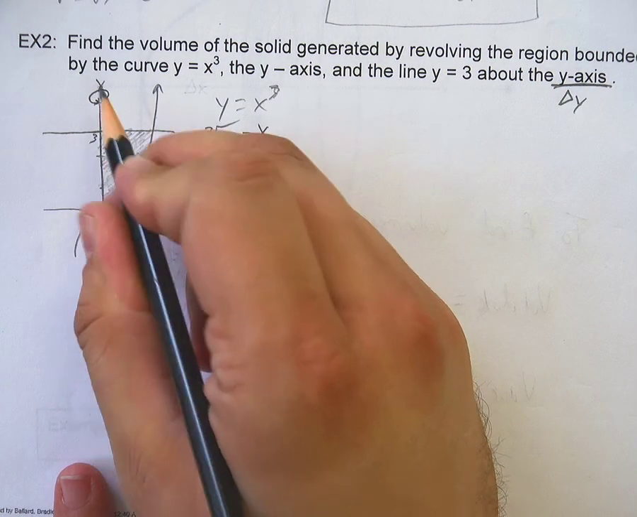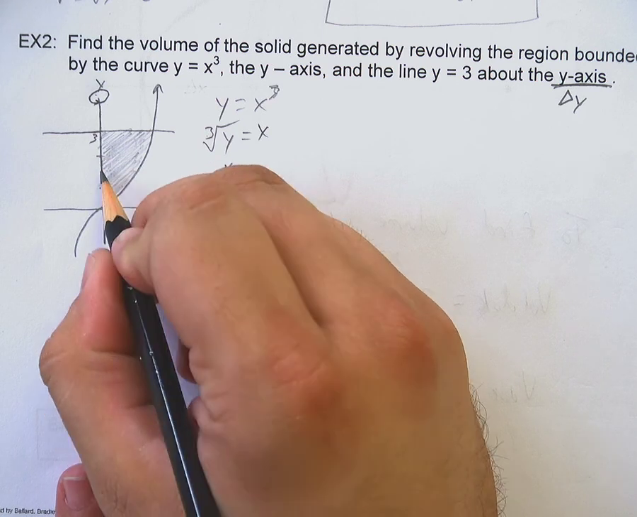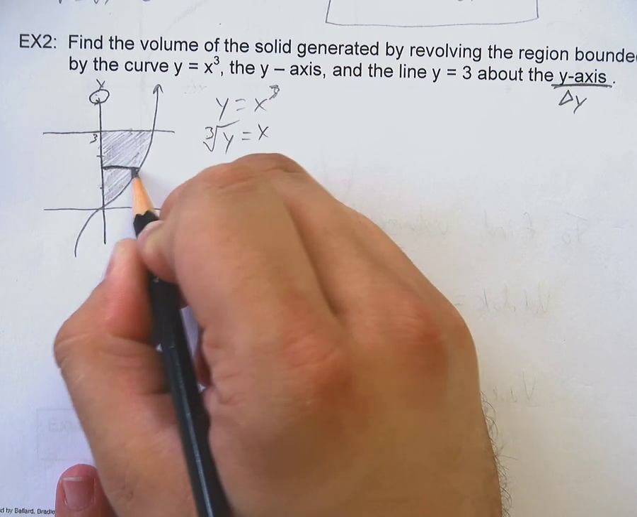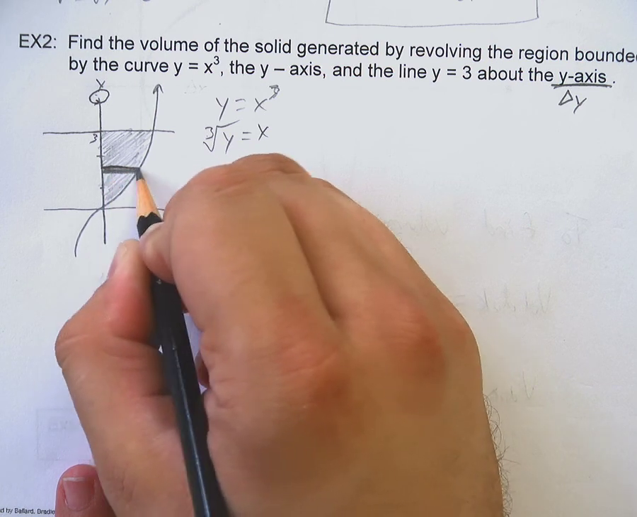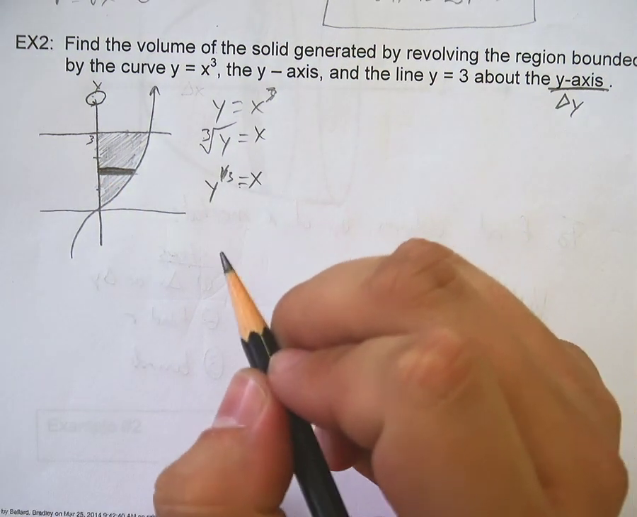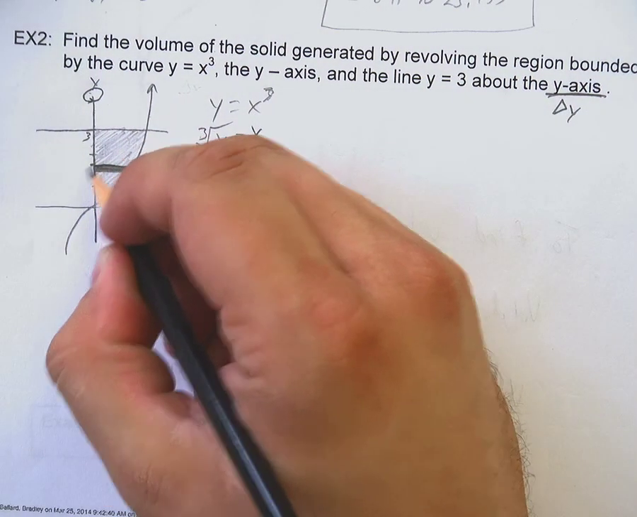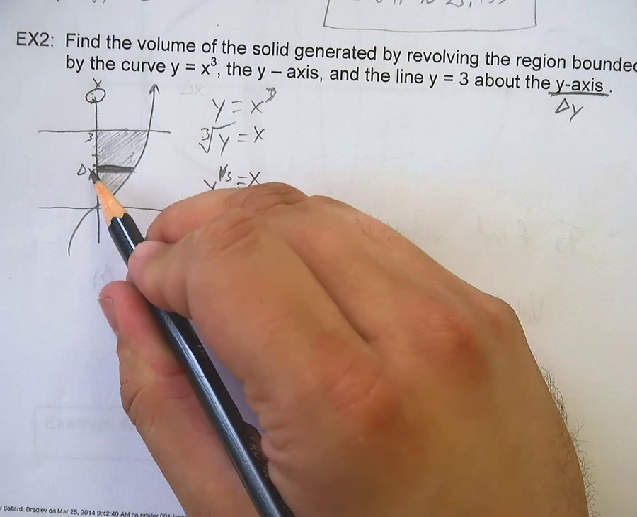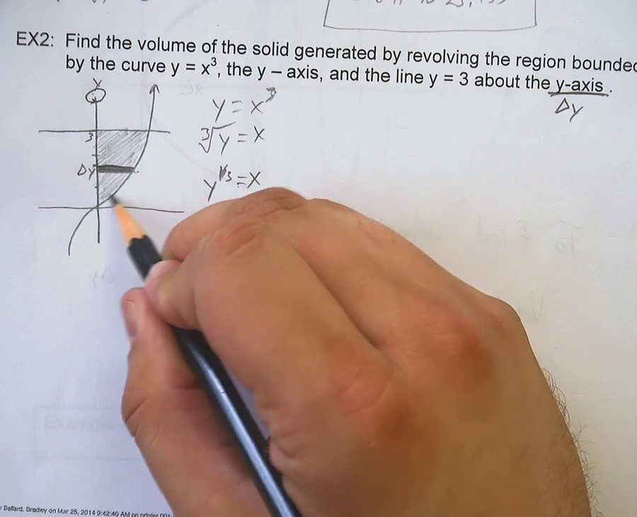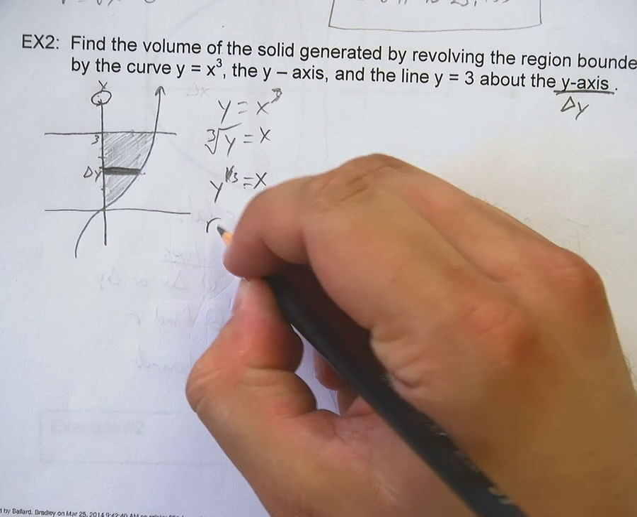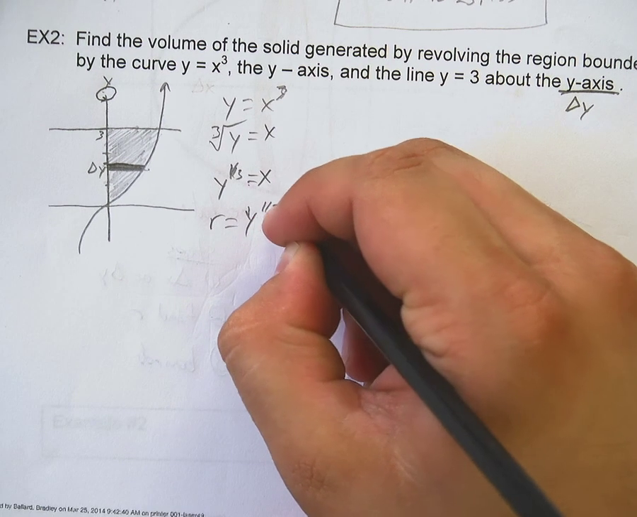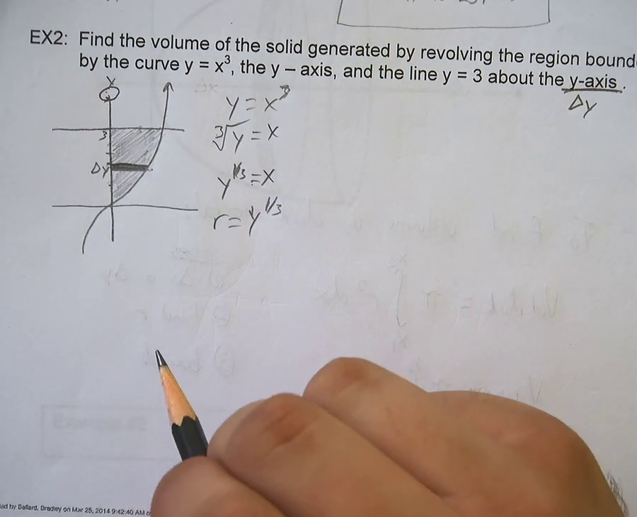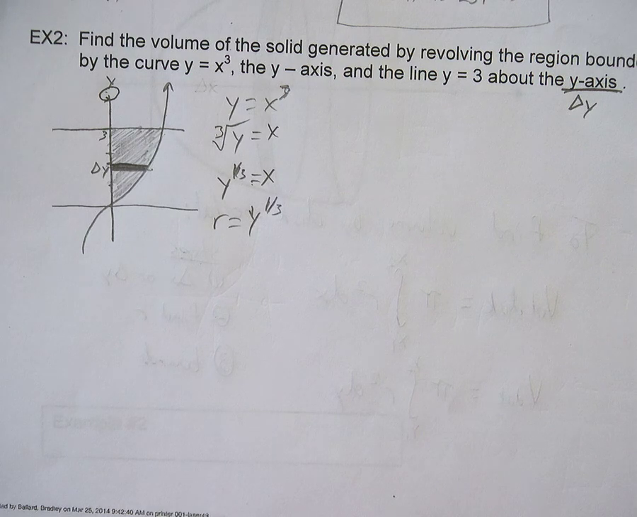Now, since you're revolving around here, your disk is going to emanate from the y-axis. So here's my disk. Always draw your disk. So there's my disk. This is delta y right here. All right. So the radius of that disk then is going to be y to the 1/3 power. So on my steps there, number 1, it's delta y. Number 2, my radius is y to the 1/3 power. Now I need to find my bounds.